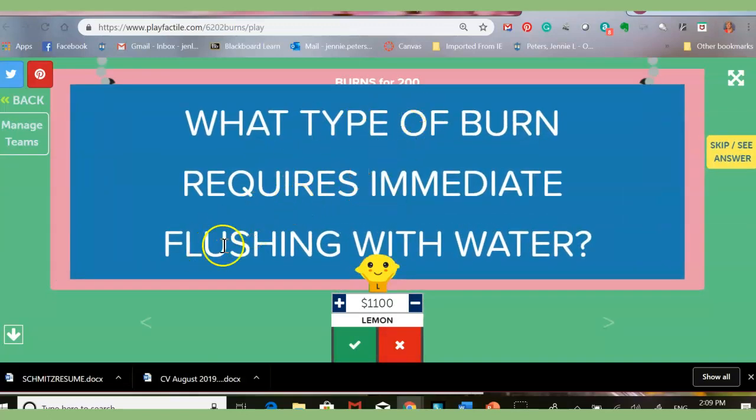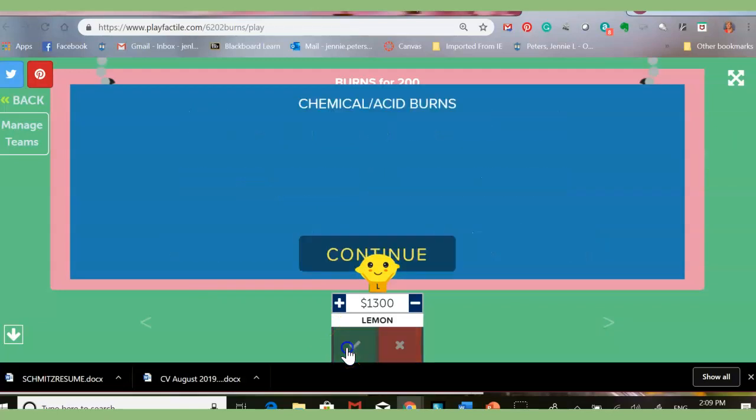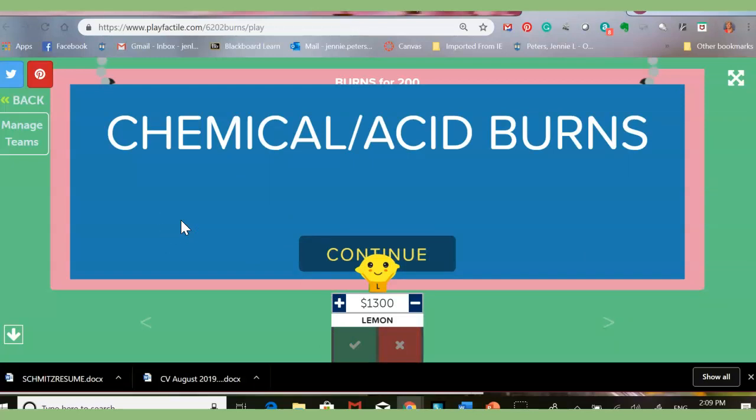Okay, so what type of burn requires immediate flushing with water? That would be more of a chemical or acid burn. You see a lot of this in workplace occupational hazard settings. All of us should be trained on how to treat burns. It's an OSHA requirement at all organizations to go through some type of education module. So if you get any chemical or acid on you, you want to get it off as fast as possible to prevent worsening of the burns.